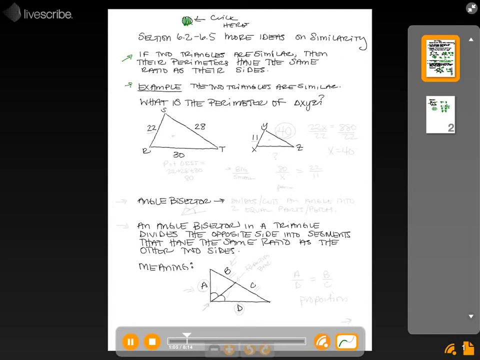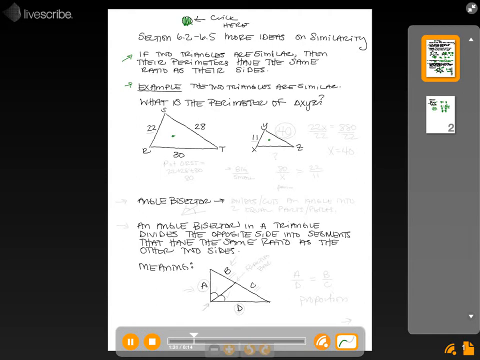It says the two triangles are similar. What is the perimeter of triangle XYZ? Notice we have triangle RST here, and we have triangle XYZ, and XYZ only has one side given. It doesn't have all three, so we can't figure out the perimeter. We can't add everything together because we don't know the other two sides. What we can do, though, is use a proportion to solve this.